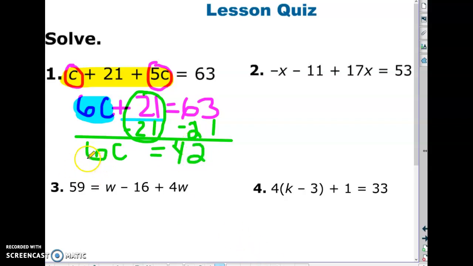And then finally, I want to undo multiplying by 6. The way I'm going to do that is I'm going to divide by 6 on both sides. 6 divided by 6 leaves me with C, and 42 divided by 6 is 7.